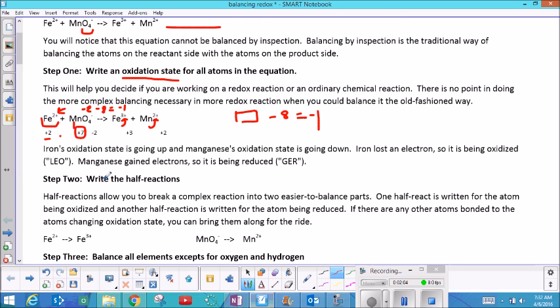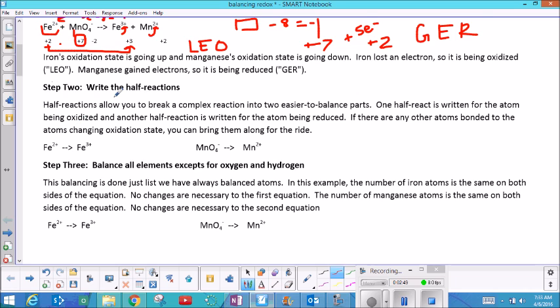Now, how do you know who's reduced and who's oxidized? Well, you're going from a +2 to a +3. To do that, you have to be losing an electron. Losing an electron is oxidized. If you're going from a +7 and now you're at a +2, how did that happen to you if you only could be dealing with electrons? That means you gained 5 electrons. Gaining electrons is reduced. So we say, LEO says GER to memorize that.